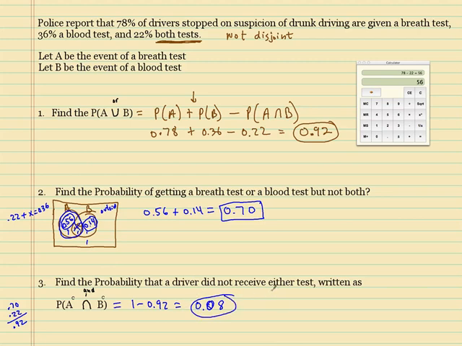That means if you stop 100 people, and if this was true, about 8 wouldn't be tested. Whenever you do percents, you want to use the number 100, or 1,000, and do it that way.